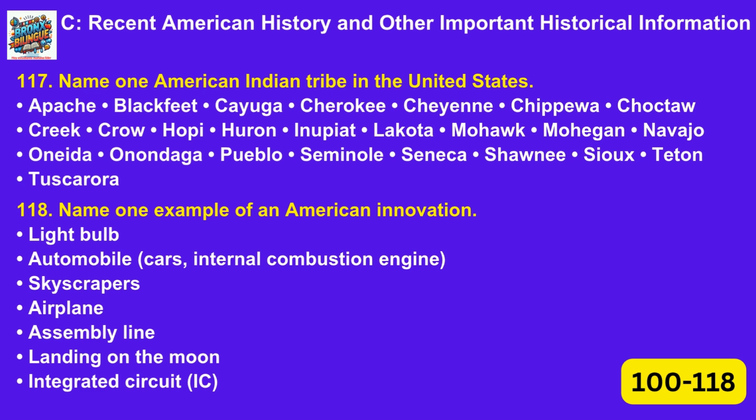117. Name one American Indian tribe in the United States. Apache, Blackfeet, Cayuga, Cherokee, Cheyenne, Chippewa, Choctaw, Creek, Crow, Hopi, Huron, Inupiat, Lakota, Mohawk, Mohegan, Navajo, Oneida, Onondaga, Pueblo, Seminole, Seneca, Shawnee, Sioux, Teton, Tuscarora. 118. Name one example of an American innovation. Light bulb, automobile, skyscrapers, airplane, assembly line, landing on the moon, integrated circuit.